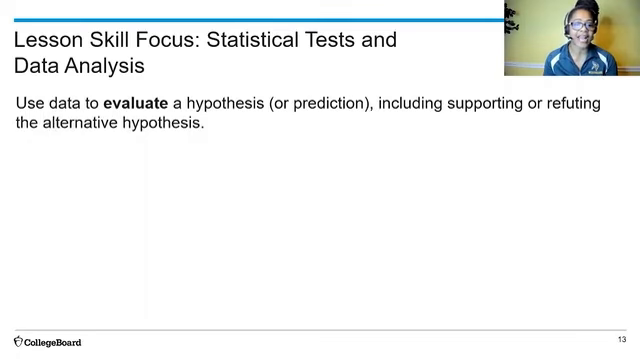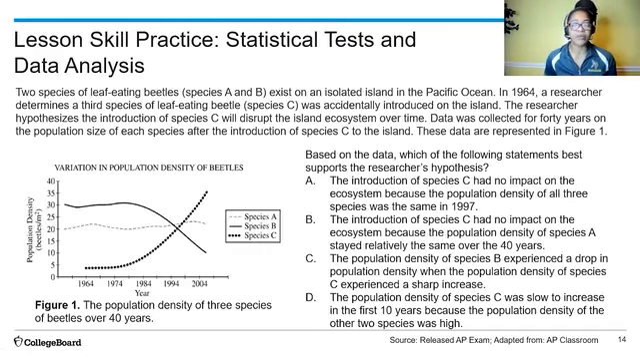So let's go ahead and practice. Our skill focus is statistical tests and data analysis. We're going to be using data to evaluate a hypothesis, either supporting or refuting the alternative hypothesis. I'm going to give you a chance to take a look at this question, which is dealing with the population of beetles in this environment. Pause your video and take a moment to consider your choice, and then pop back on when you think you know the answer.